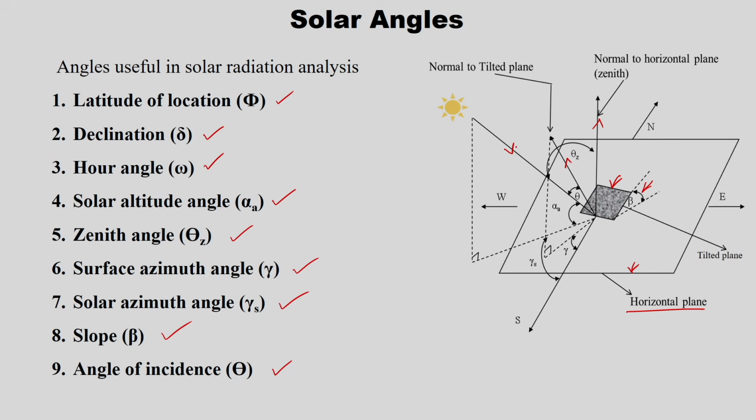This particular ray is the sun rays, which we can call the line of sight as well. Based on the horizontal plane, the tilted plane, the normal to the tilted plane, the normal to the horizontal plane and the line of sight or sun rays, we will define these 9 angles. We will see them one by one.